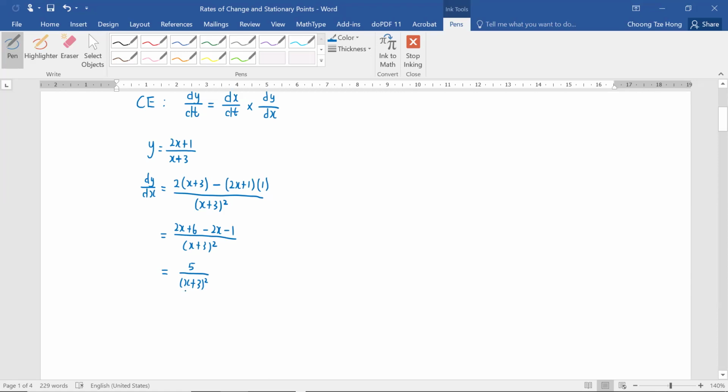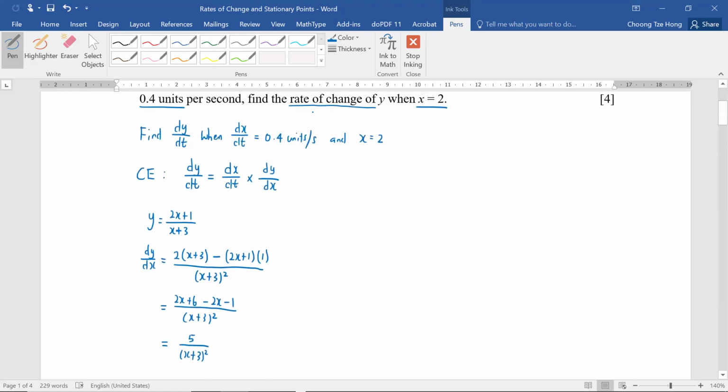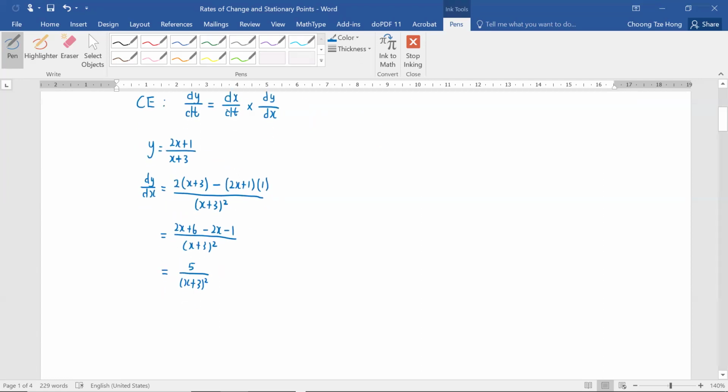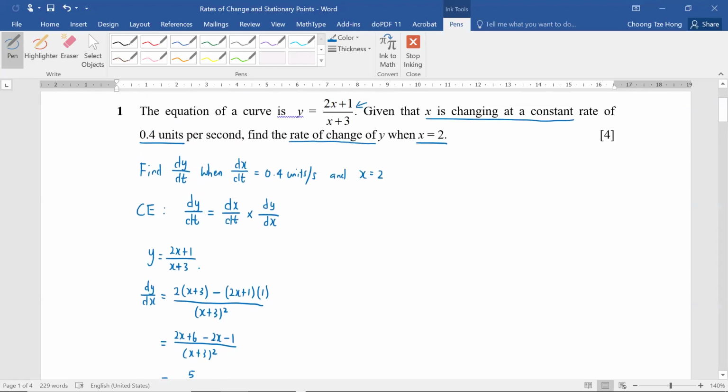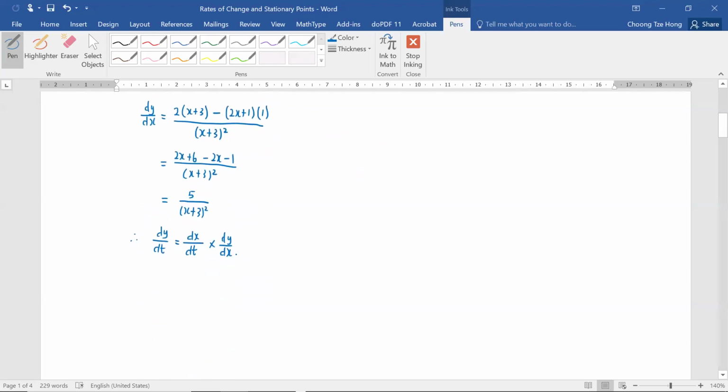Now that we have our dy over dx, we can substitute it into the connected equation. At the same time, remember x is equal to 2, so that allows us to find dy over dt. Therefore, dy over dt equals, I'll just write out one more time so that we can see clearly. dx over dt is given as 0.4 in the question, so over here will be 0.4. Then dy over dx, we'll sub in this particular expression.